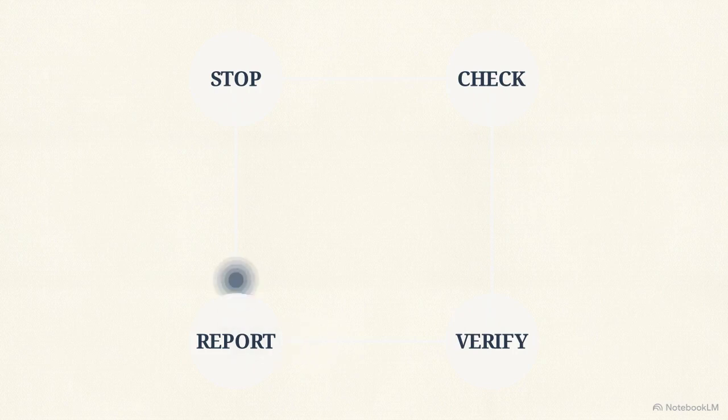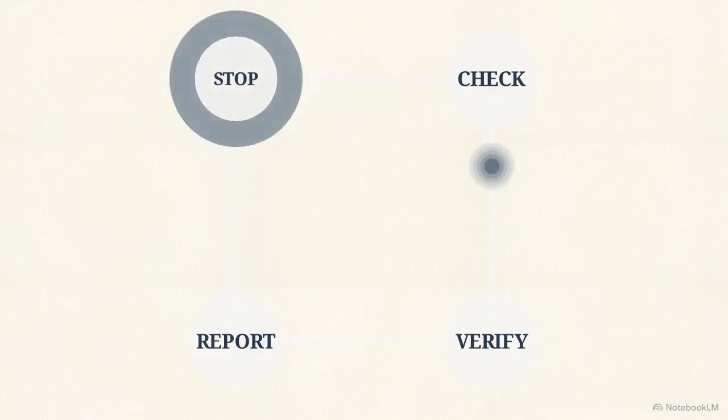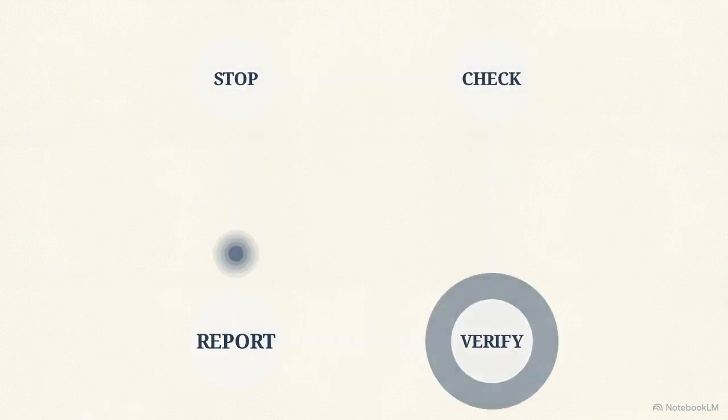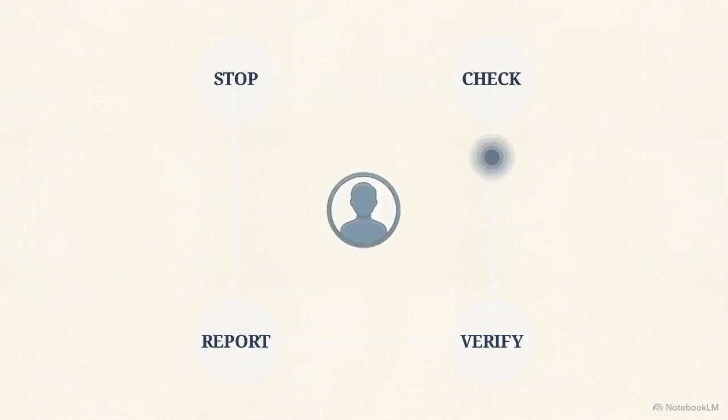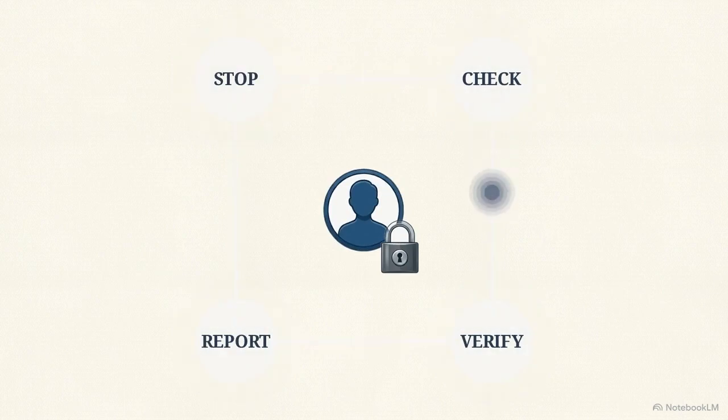This diagram outlines your core defense protocol. It operates as a continuous loop built on 4 sequential pillars: stop, check, verify, and report. Mastering this sequence elevates your role. You transition from a security liability into the organization's primary active line of defense.